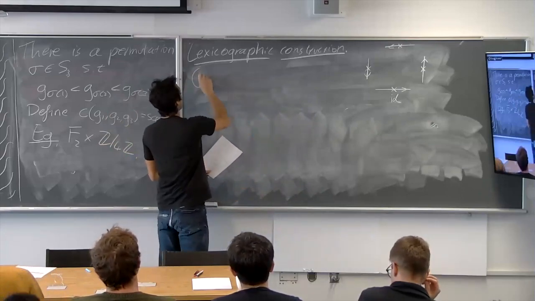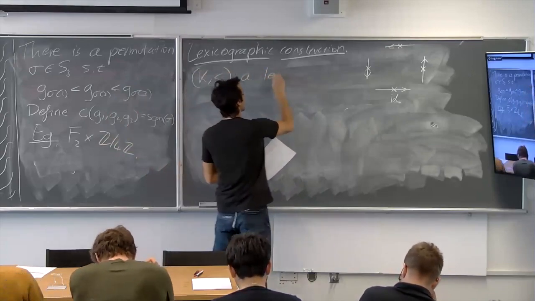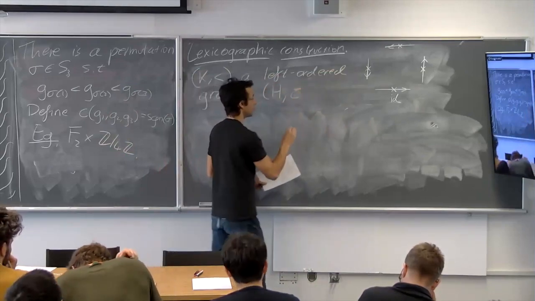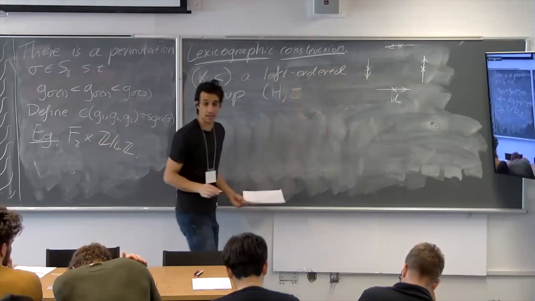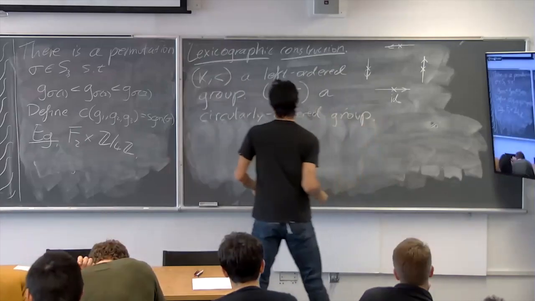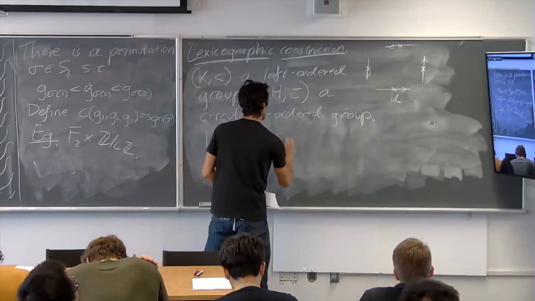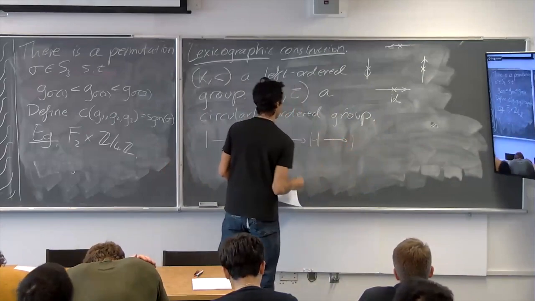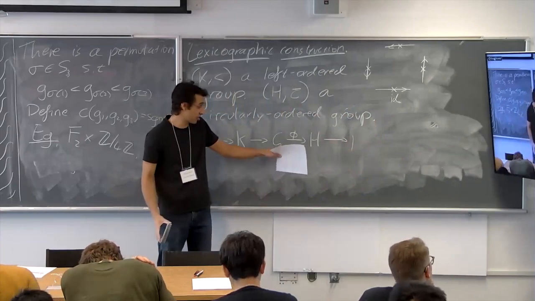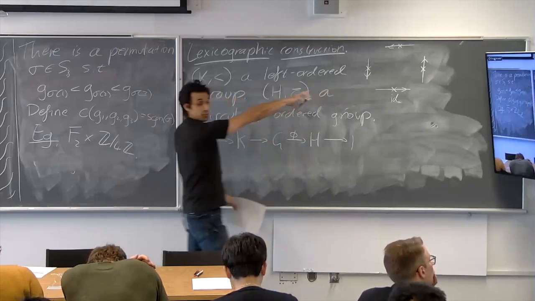So suppose you have some group G which is left ordered, a left ordered group, and H, which I'm going to call C-bar for reasons that will become clear, I hope. H and C-bar, a circularly ordered group. And suppose you have a short exact sequence, 1 to K to G to H to 1. We're going to call this phi. The construction is going to be to circularly order G. And it's exactly this picture. We're going to use this picture to guide us.